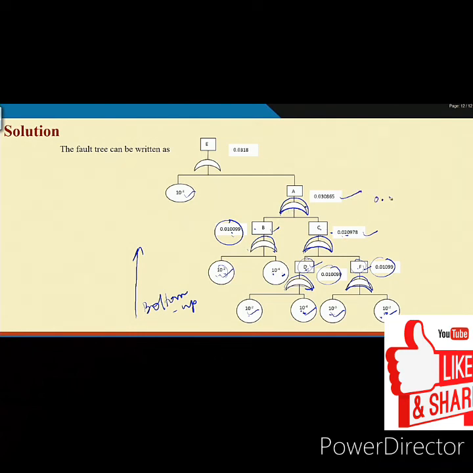For example, if the probability of A1 is 0.100099 plus 0.020978 minus 0.100099 into 0.020978, this is nothing but this value. Similarly, now you know this probability, you also know this gate A probability, and again an OR gate is there. So, this plus this minus this into this will give you this.